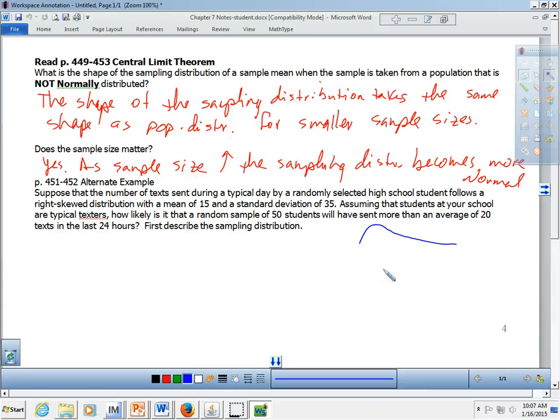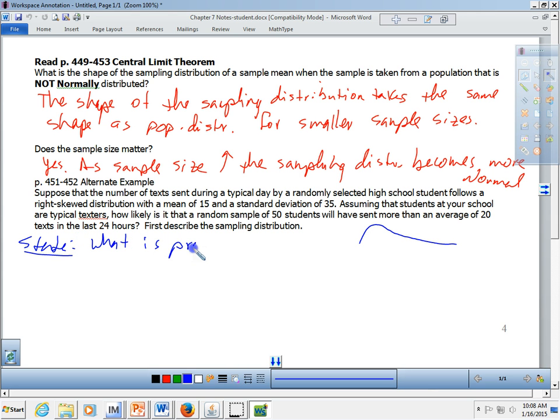So how likely is that? Well, let's get into it, and I'll do this one in terms of a 4-step process. So, state: what question are we going to answer? And I'm going to reword it a little bit.